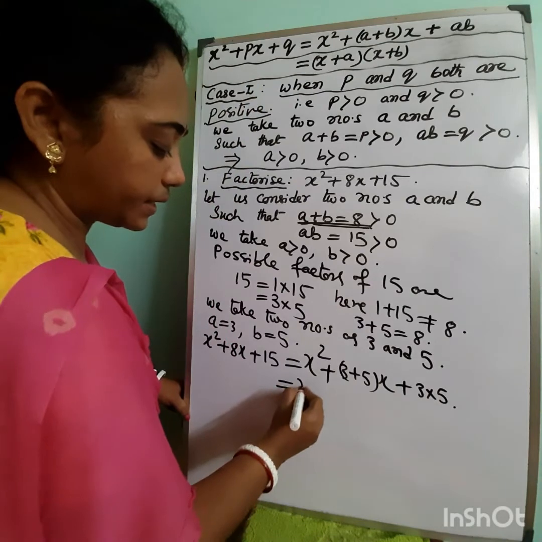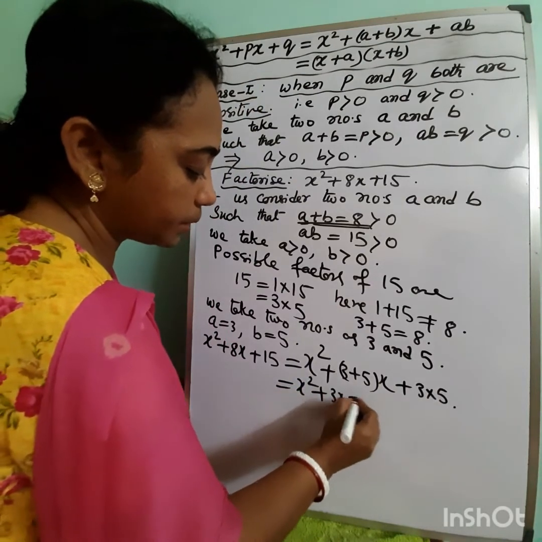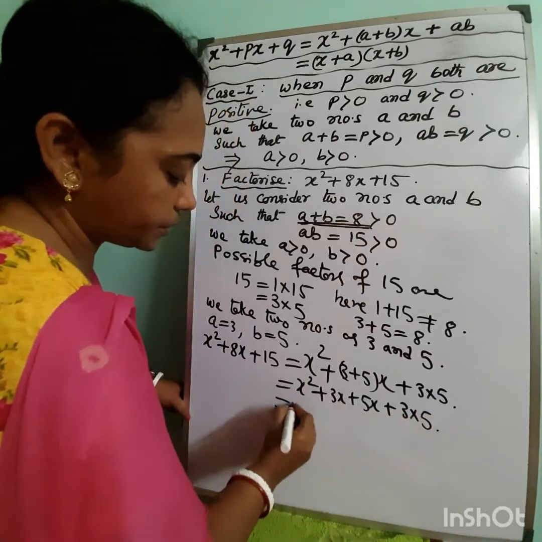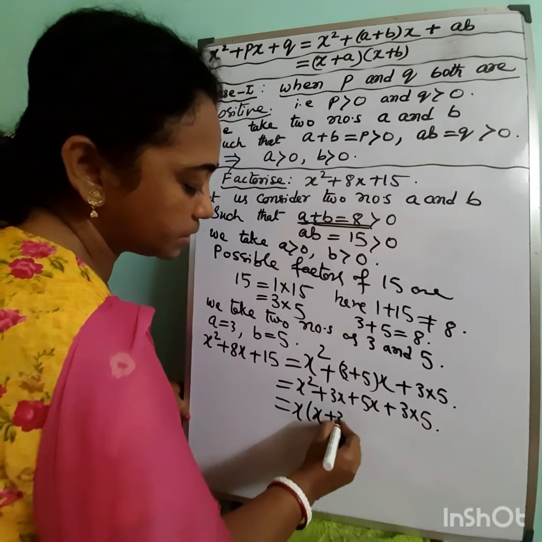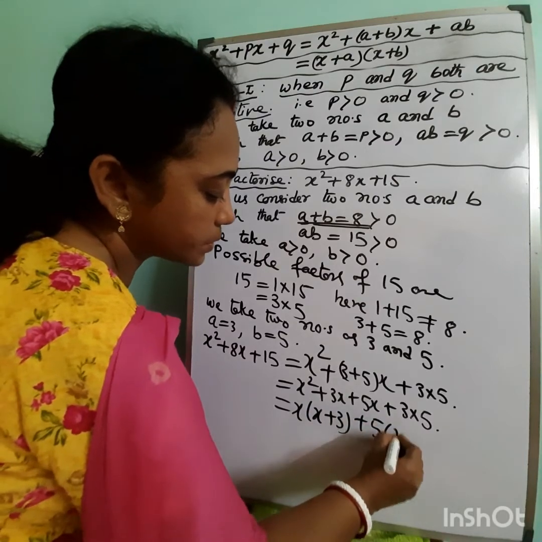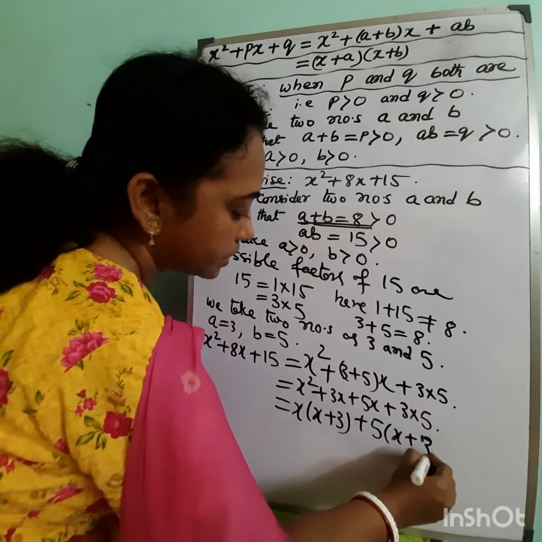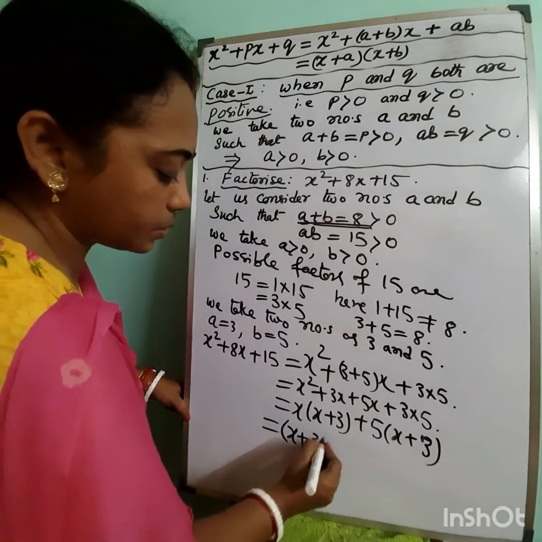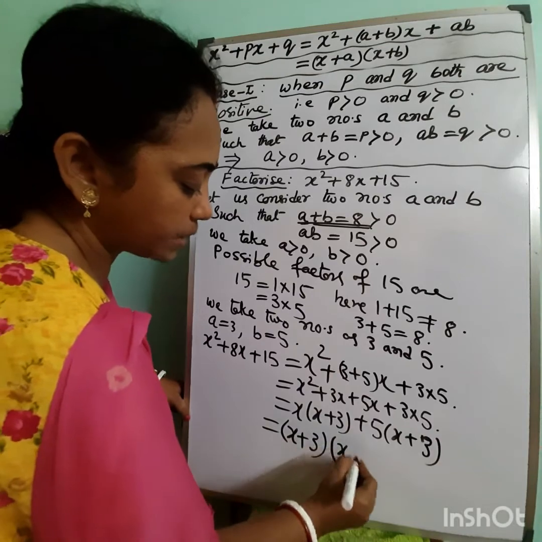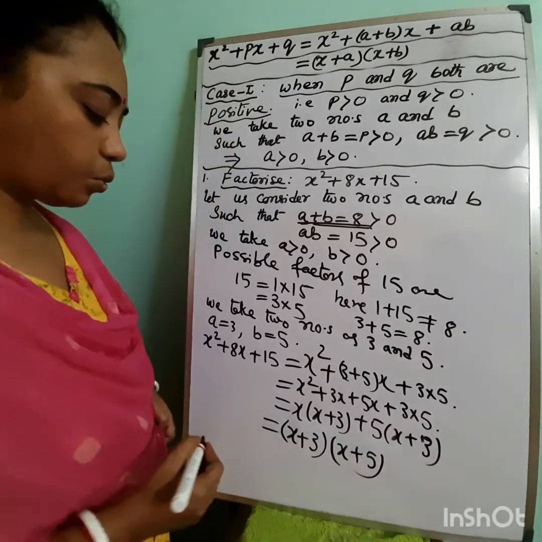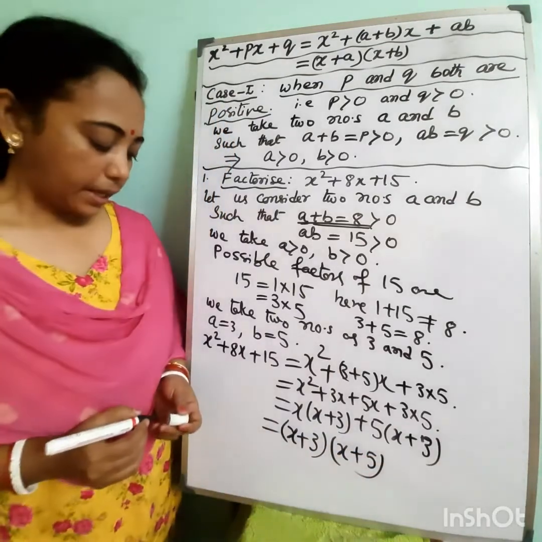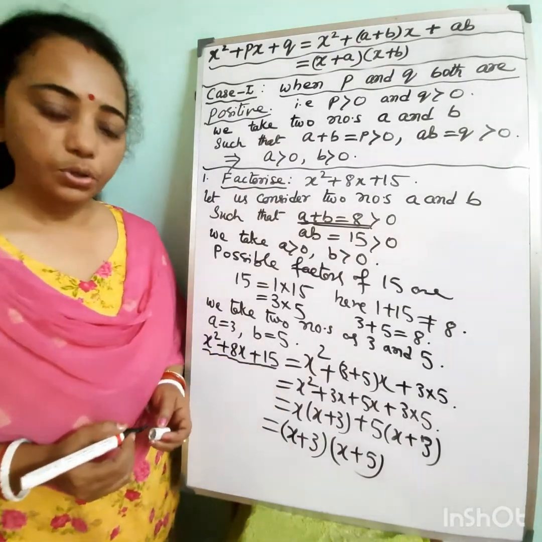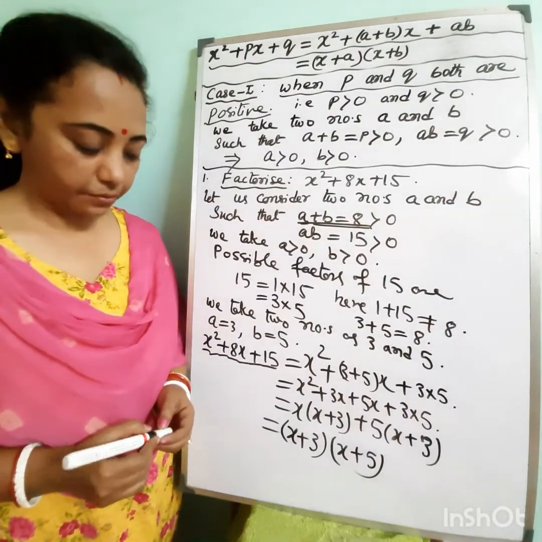So if we open the bracket, x square plus 3x plus 5x plus 3 multiplied by 5. If we take x common, this becomes x plus 3, and here if we take 5 common, this becomes x plus 3. So in both the terms x plus 3 is common, so we take out x plus 3 common, then the other factor will be x plus 5, which is the required factor form of the given algebraic expression, that is x square plus 8x plus 15 is equal to x plus 3 multiplied by x plus 5.